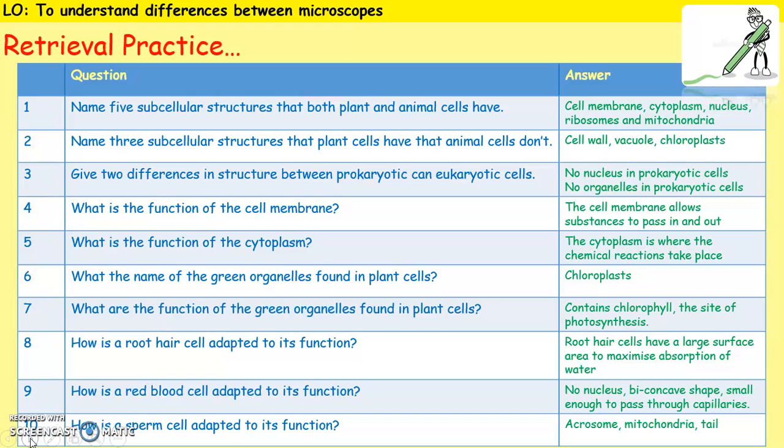And sperm cells are adapted to their function because they contain an acrosome. This is found in the head of the sperm cell, and it helps to get into the egg cell because it is able to digest the outside of the egg. They also have lots of mitochondria to provide them with lots of energy to swim, and the tail helps them move in a particular direction. So, how did you do? Hopefully you got all of those right. Well done.